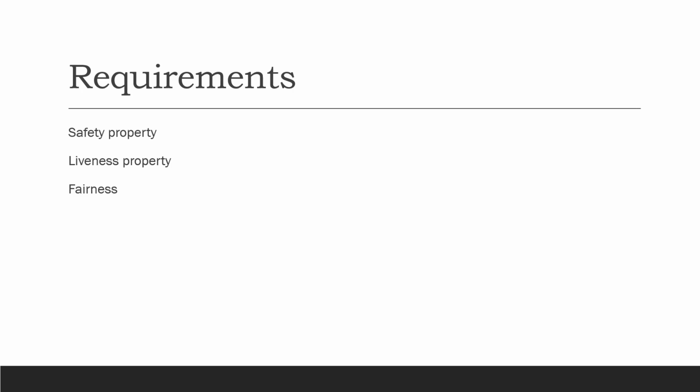Apart from that, whenever we are creating the algorithm, we need to focus on three important properties: the safety property, the liveness property, and the fairness property. For a successful mutual exclusion algorithm, we need to ensure that these three properties are satisfied. We'll see one by one what these properties are. Safety property. The safety property states that at any instant, only one process can execute the critical section. This is an essential property of a mutual exclusion algorithm. If we are ensuring this, the algorithm is safe.